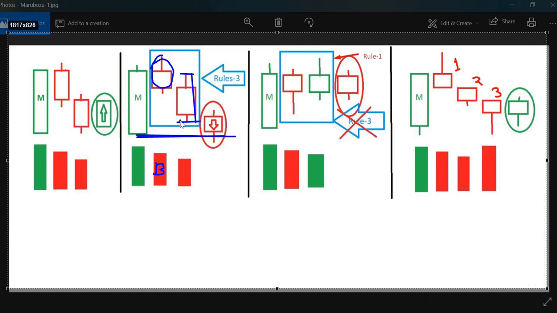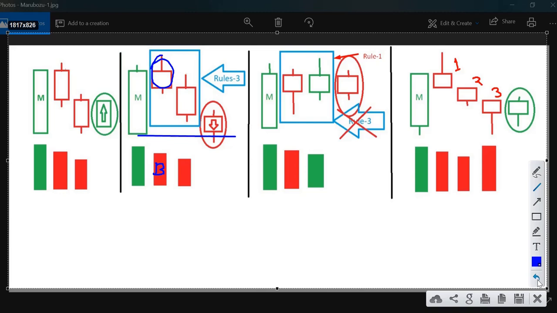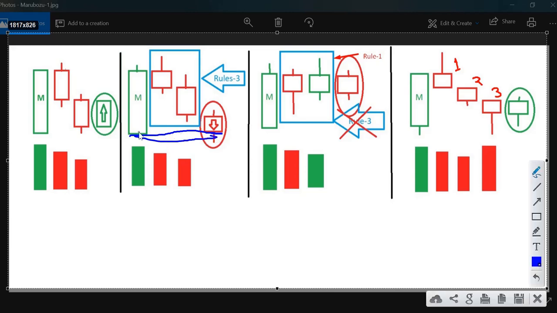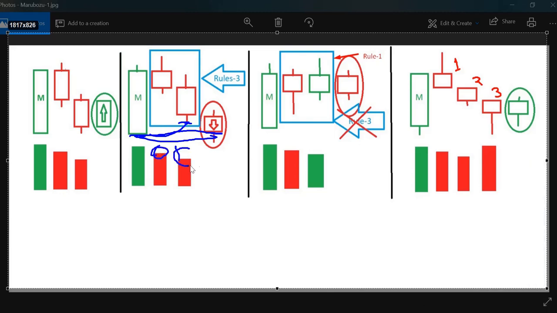Buyers enter from their level, but they should increase their volume, and buyers can increase their volume. Okay, buyers enter from their level, right? Buyers change their position, but this is the buyer's area, right? Buyers change their position here to here, but buyers can increase their volume. Buyers first time try here, but again try here, and buyers can increase their volume.